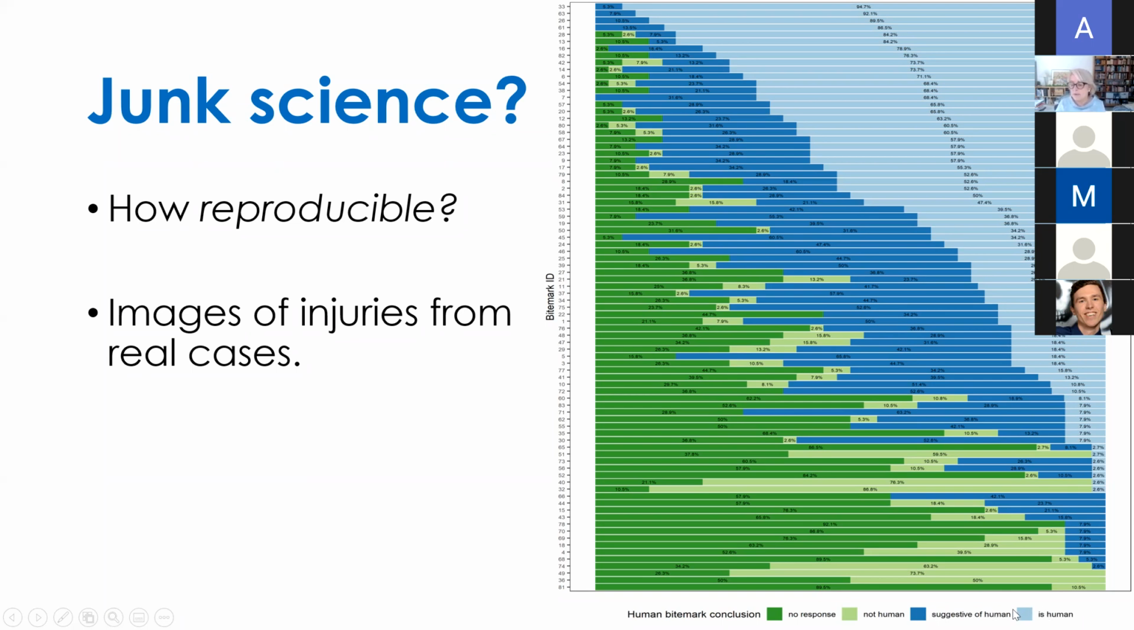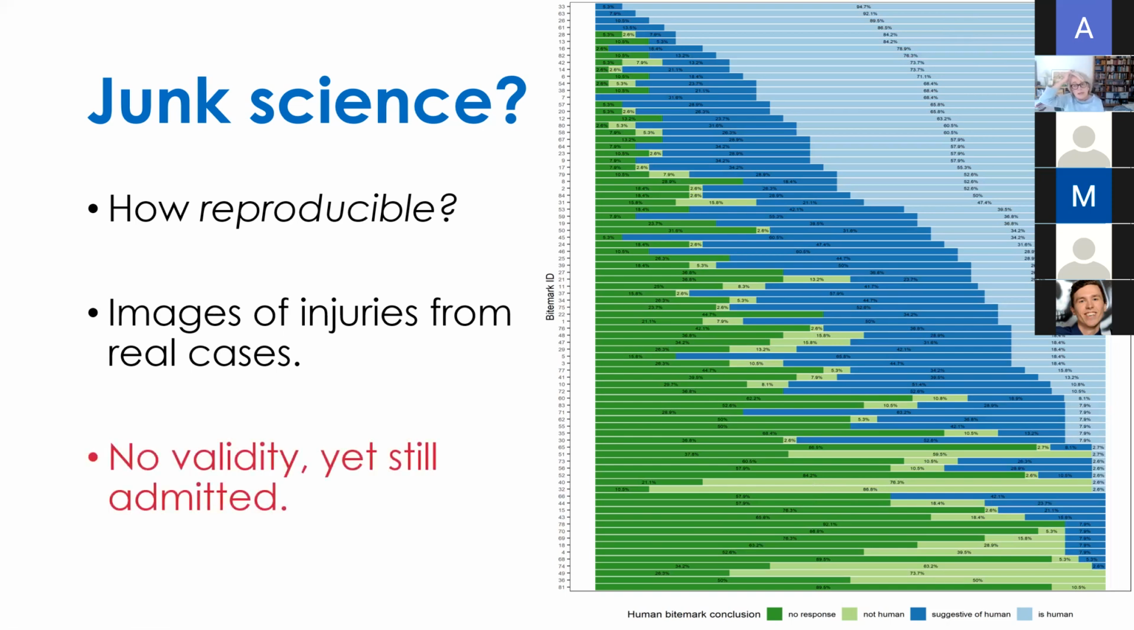And the light blue is, for sure, a human bite mark. What you would hope, of course, is that all of these rows are of a single color, because that would mean that every odontologist would have agreed on what that image represented. It turns out that, as you can see from this plot, agreement was nonexistent except for a few of the samples on the top and a few of the samples on the bottom, and that's about it. In spite of this, this is still being admitted in court.